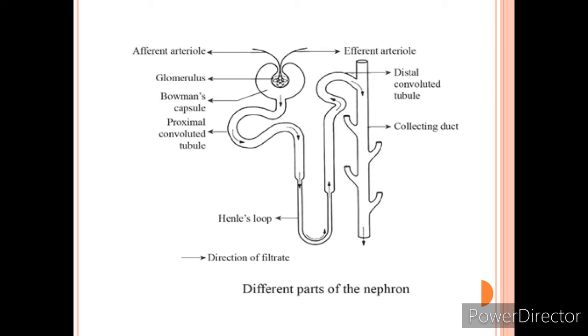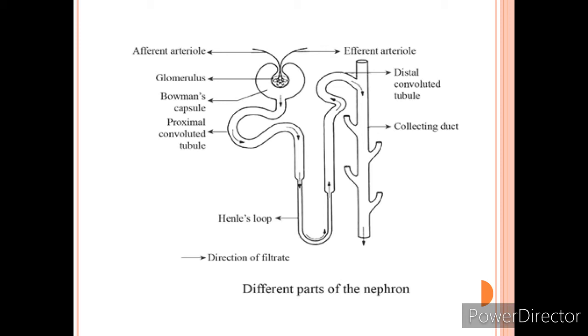And the next one is the peritubular capillaries, which wrap around the remainder of the tubule and allow exchange between the fluid in the tubule and the bloodstream. That's why it maintains the local supply of oxygen and nutrients and also removes the waste products.